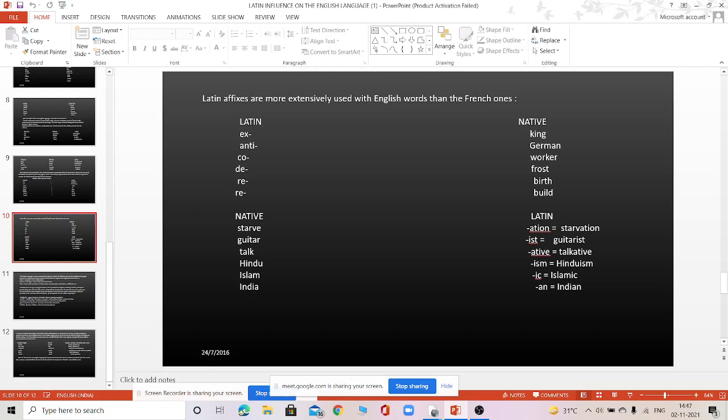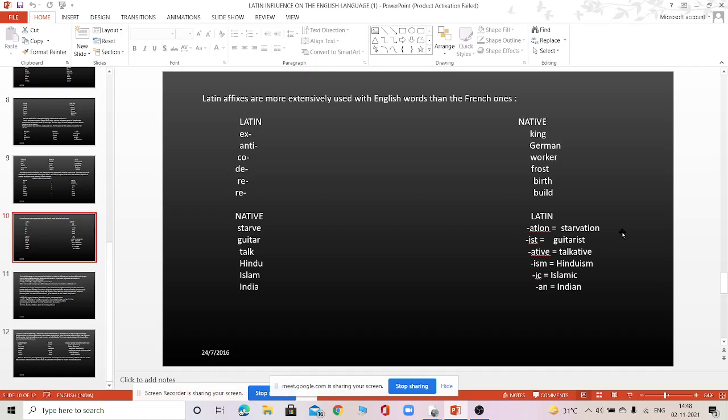Hindu plus ism equals Hinduism. Islam plus ic, Islamic. India plus an, Indian. As you can see, the native form is there. Sometimes it is a Latin affix, where the Latin comes first and the native follows, and the combination is a new word. Here, the order is reversed. The native portion comes first, along with the word or root of Latin origin.